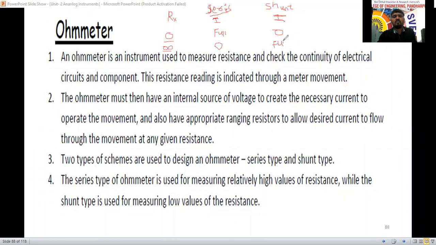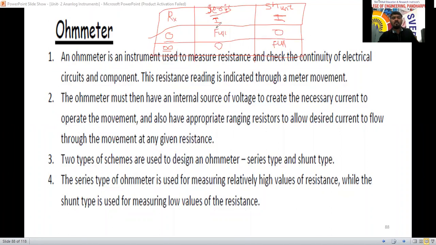So this one we have discussed in the previous class. If Rx, the unknown resistance, is 0, then what will happen in the series ohmmeter? It will display the full scale current. If it is displaying full scale current, then we have to think that the unknown resistance is 0 for the series type of ohmmeter. For the shunt type of ohmmeter, whatever the Rx value is, it is proportionally going to show that. So for the shunt type of ohmmeter, the Rx is directly proportional to the current.